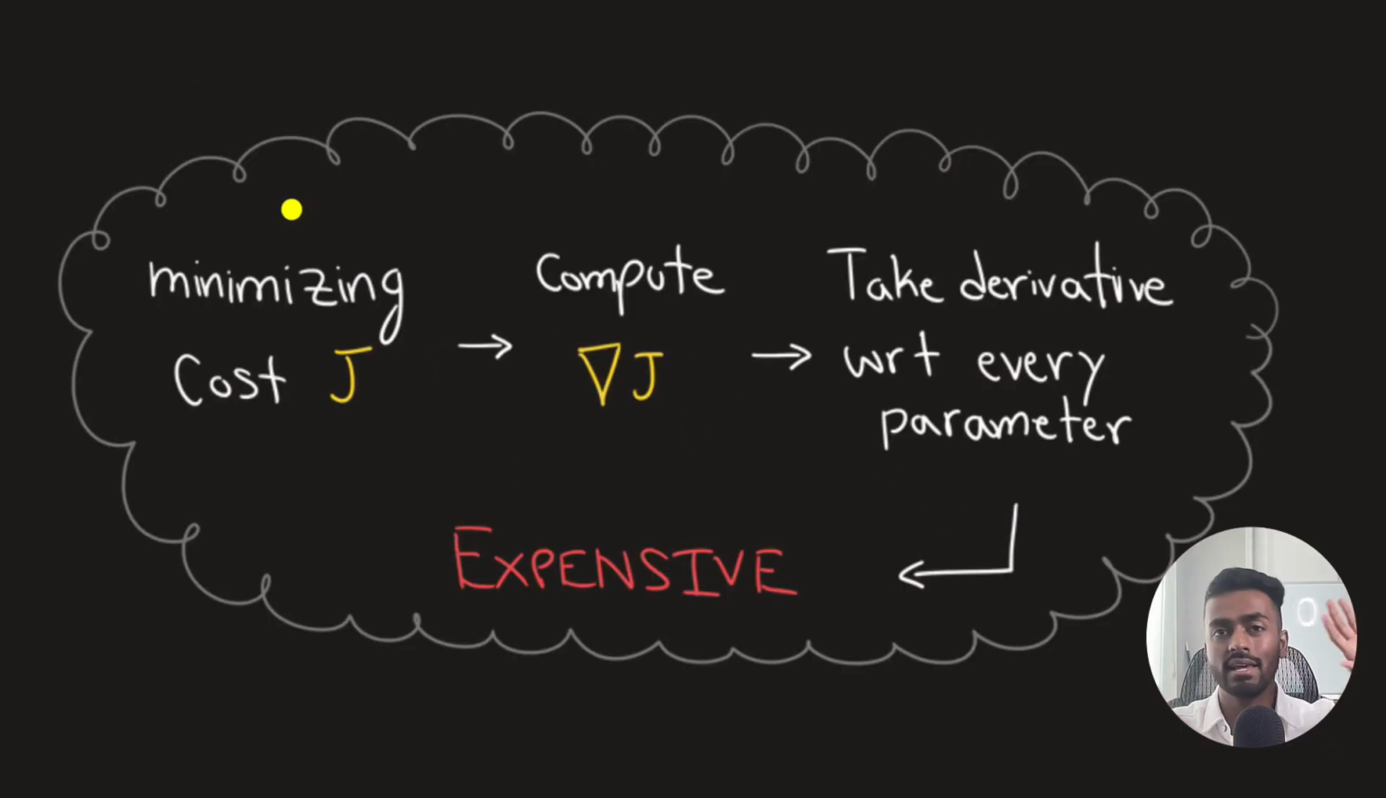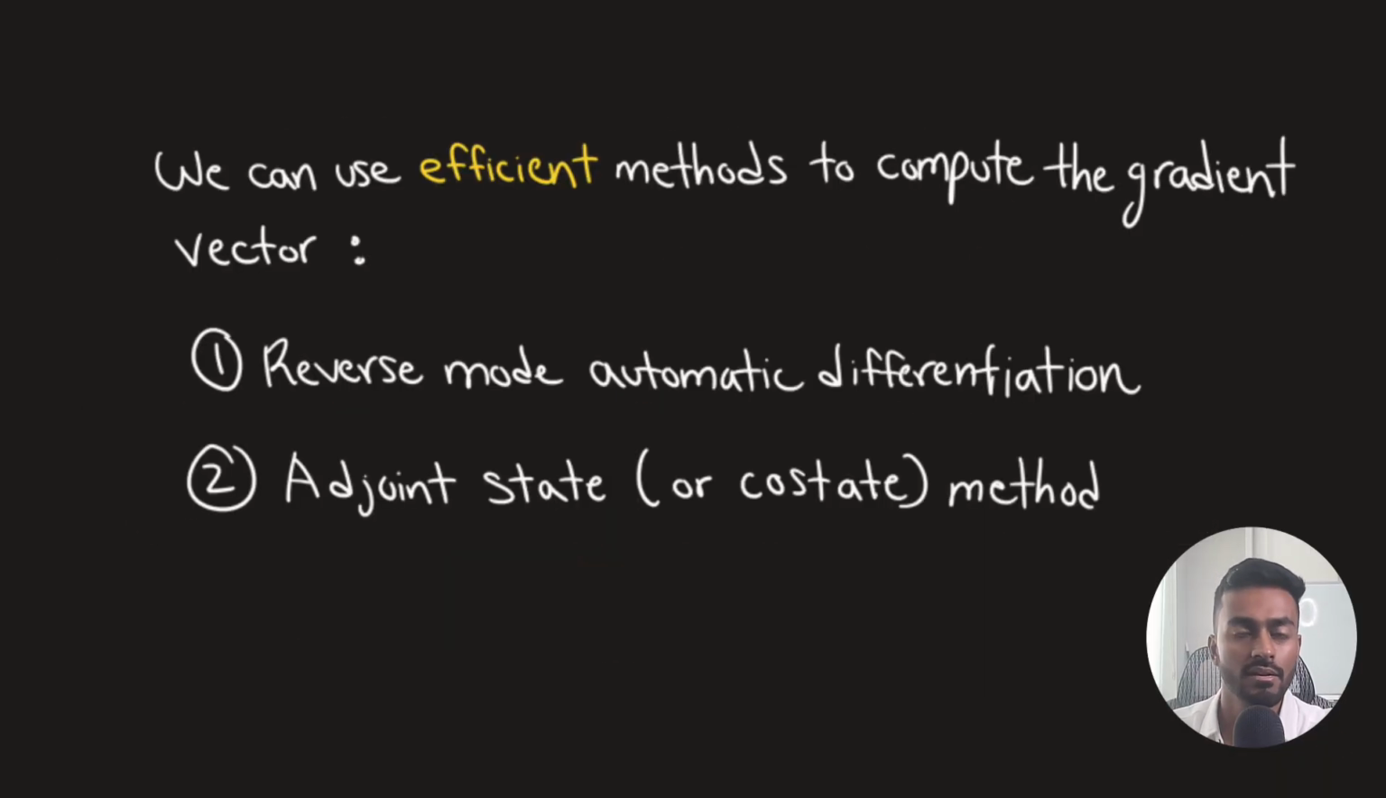Okay, so this gradient descent method relies on us to compute the gradient with respect to every parameter. But this computation of the gradient can become very expensive. We have to compute the partial derivative, after all, with respect to every single parameter. So how do we deal with this? Well, we can use efficient methods to compute the gradient vector.